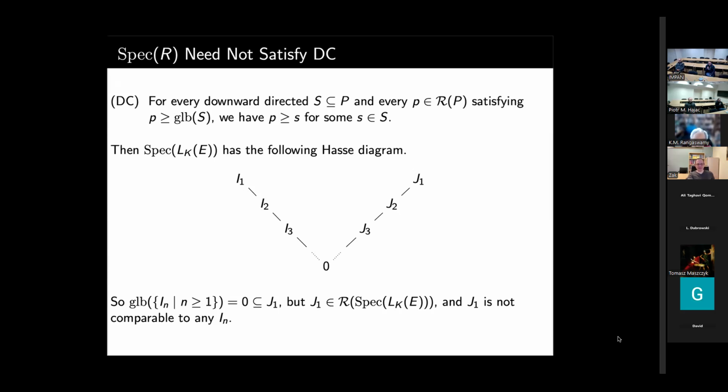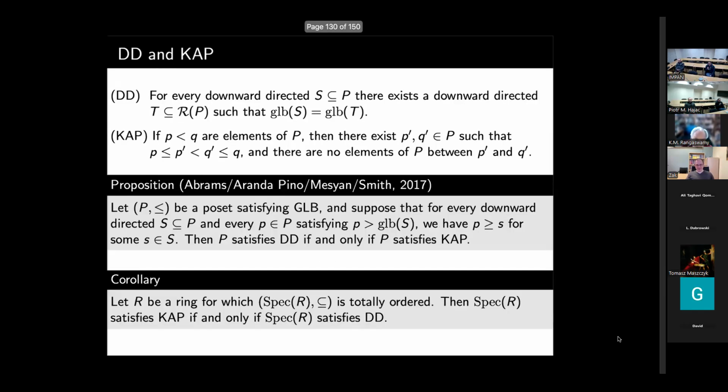Right, so here, if you look at the statement of DC, for every downward directed subset and every regular P that lives above the greatest lower bound, it lives above some point. And here it's every P, so it's not just every regular. Okay, so it's slightly stronger. So that's the subtlety that I missed. Thank you very much. Yes, every.